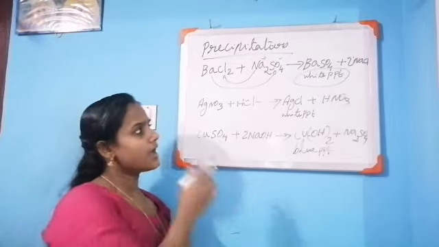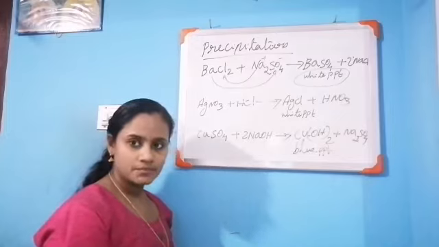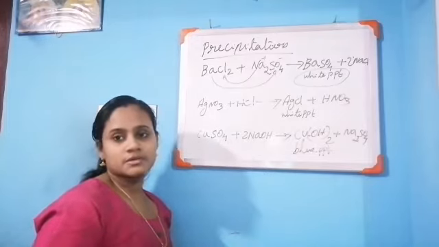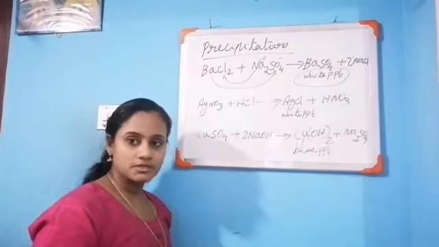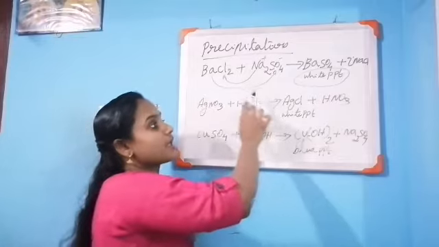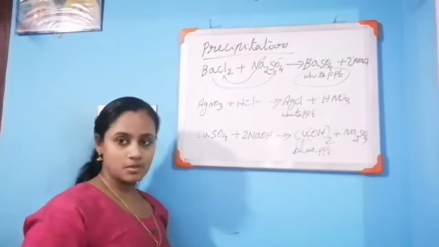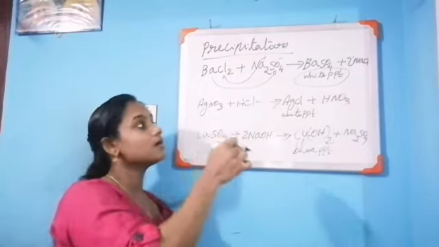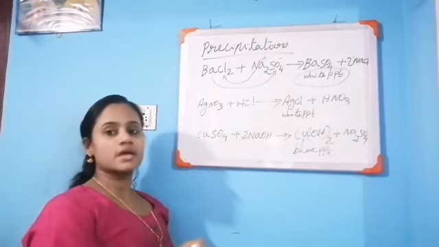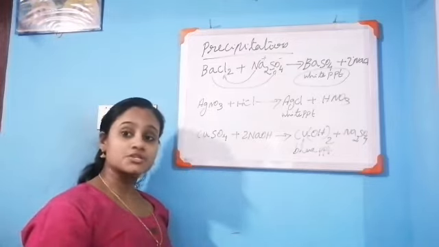Dear children, I will give the equation, and in the question paper I will ask which type of reaction. So you must understand that after the reaction, a white precipitate is formed. So we can say this reaction is precipitation reaction.